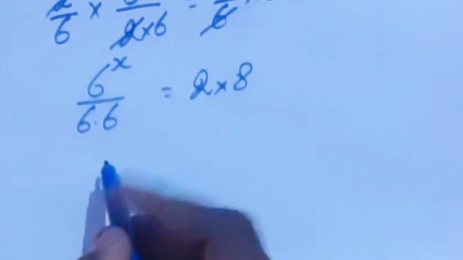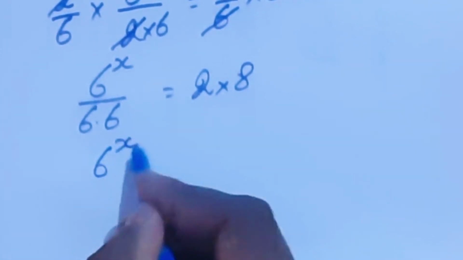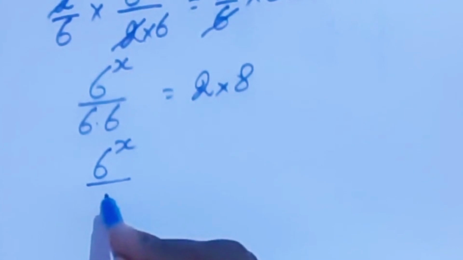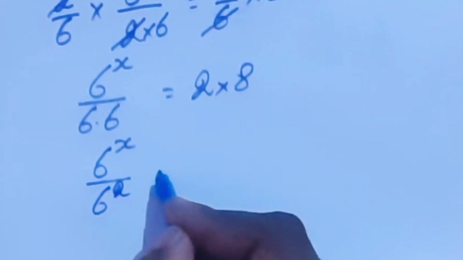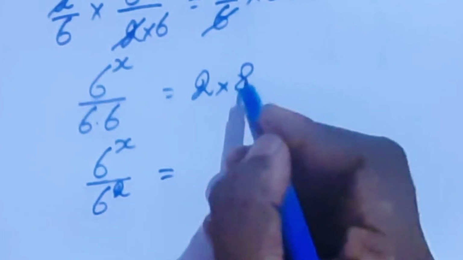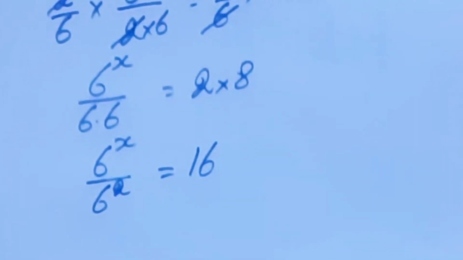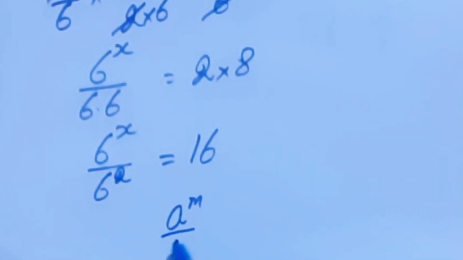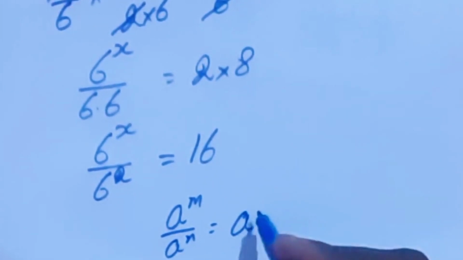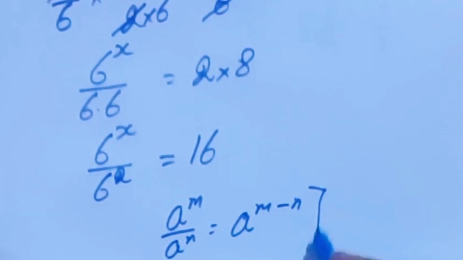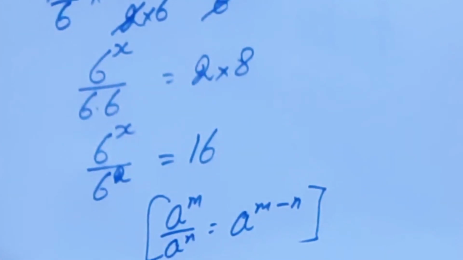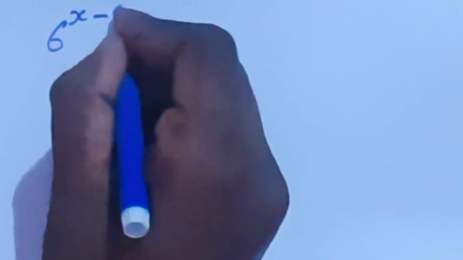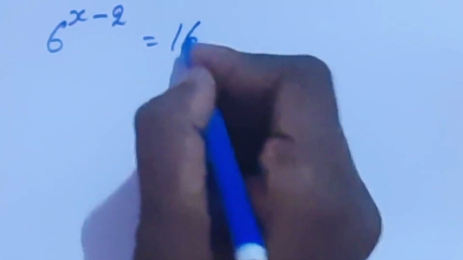Now this can be rearranged as 6 power x by, 6 times 6 is 6 square, equal to 2 times 8 is 16. Here we are going to apply this exponent identity that a power m by a power n equal to a power m minus n. This exponent identity we are going to apply here. So we'll get 6 power x minus 2 equal to 16.